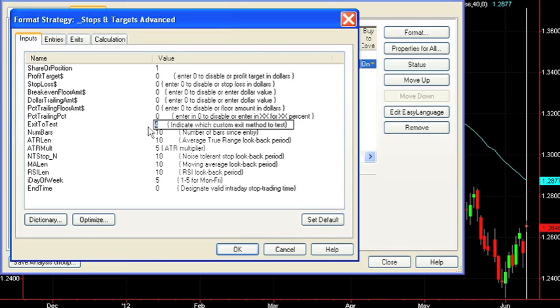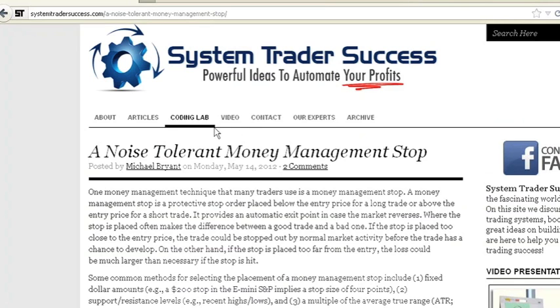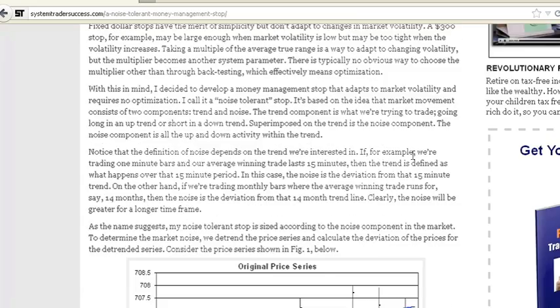All right, let's take a look at input number 5. Input number 5 is going to be in regards to our NT stop underscore N. This is our noise tolerant stop. This is the actual look back period. This is based on another article called A Noise Tolerant Money Management Stop, and you can go on our website and see this. I'll explain it.